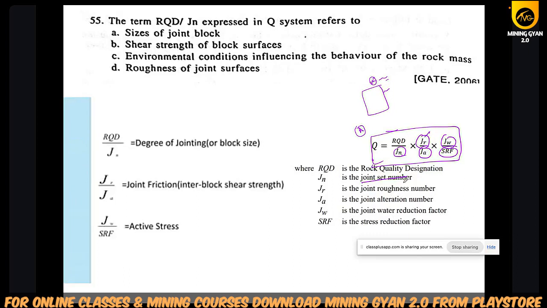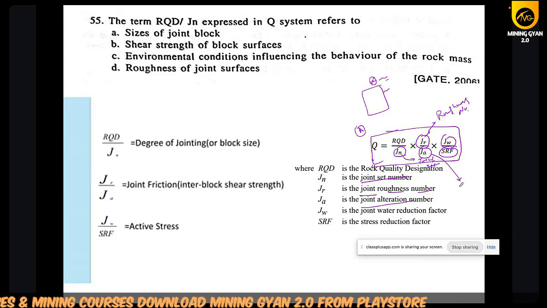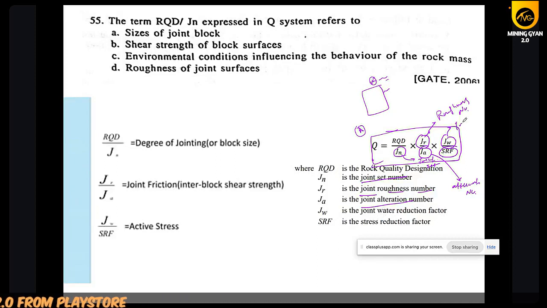What is JR? JR is the joint roughness number. This is the joint roughness number. JA is the joint alteration number. JW will be the joint water reduction number. What is the SRF? It is the stress reduction factor.